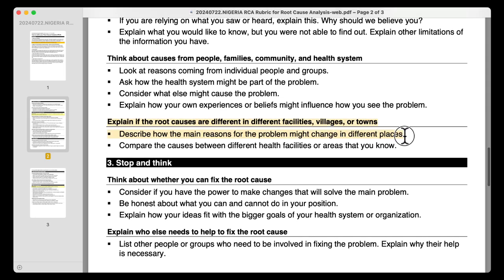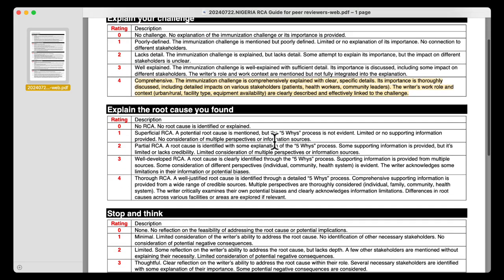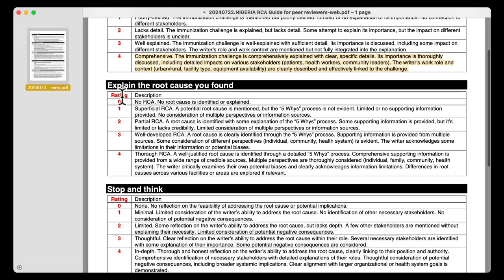Explain if the root causes are different in different facilities, villages, or town. Okay, so that's the last part. And now let's look at the evaluation criteria. So an excellent root cause explanation would be a well-justified root cause identified through a detailed 5 whys process. Comprehensive supporting information is provided from a wide range of credible sources.